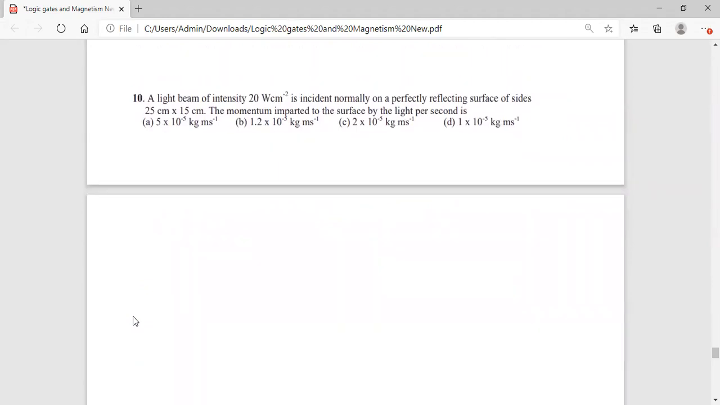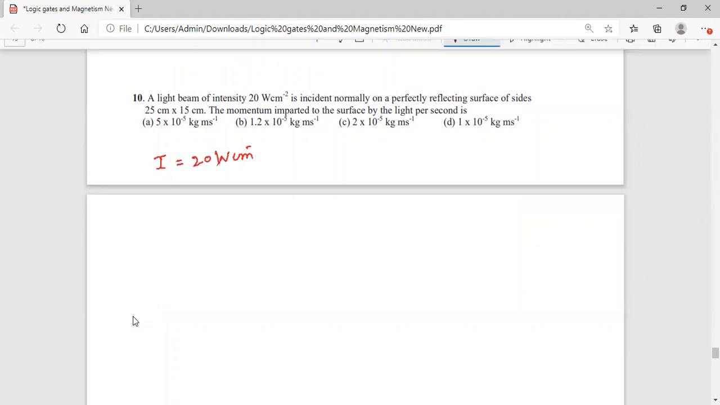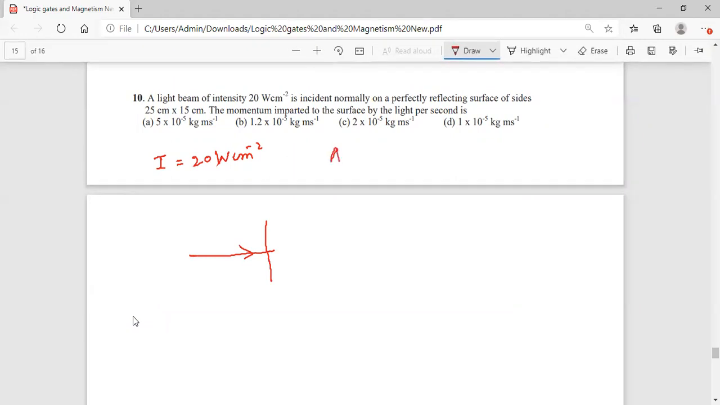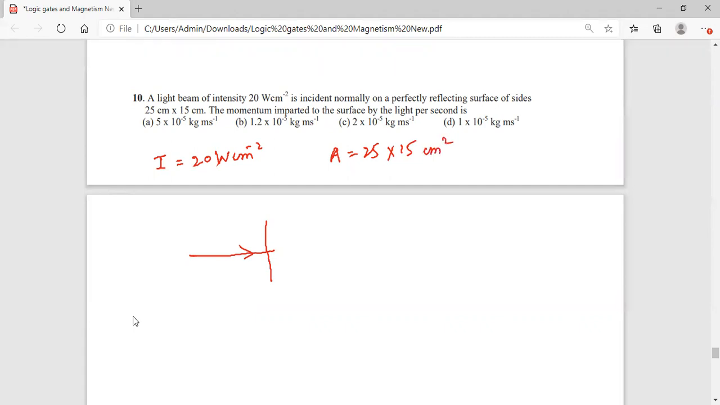Next, 10th one. A light beam of intensity I is equal to 20 watt per centimeter square, is incident normally on a reflecting surface of side 25 into 15 centimeter. Area is given, area is equal to 25 into 15 centimeter square. The momentum imparted to the surface by the light per second is the question.